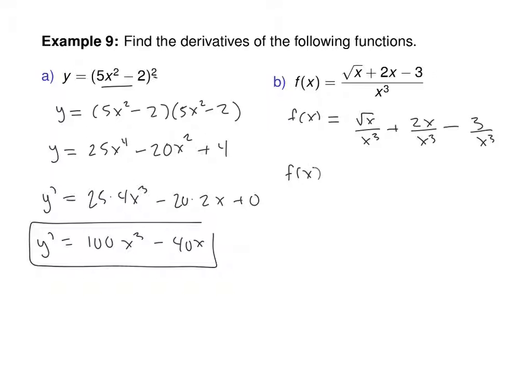And what happens to stuff when you have common bases and exponents? What happens to the exponents? They subtract. So this is x to the 1/2 minus 3 plus 2x to the 1 minus 3 minus 3x to the negative 3, which is x to the negative, thank you, plus 2x to the negative 2, right? Minus 3x to the negative 3.